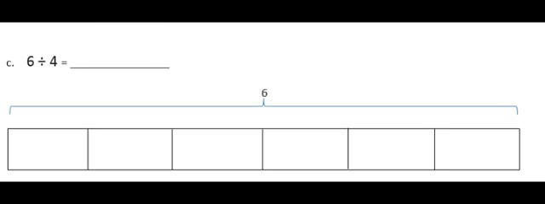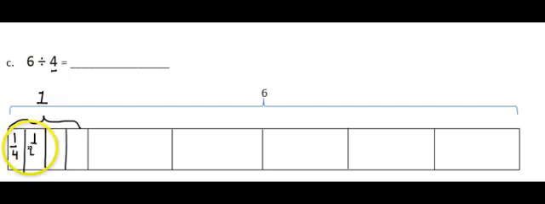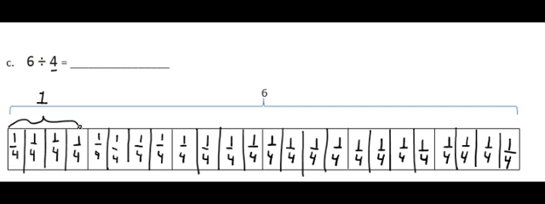Here's another example. This time I have 6 divided by 4, and you can see the tape has been divided into 6 wholes. Each one of these pieces is 1 whole. Since I'm dividing by 4, I'm going to go through and divide each 1 whole into 4 pieces. And again, each of those pieces will be 1/4. I'm going to do the same thing to each of the remaining 5 wholes. And there we have all 6 wholes, and each one has been broken into 4 pieces. That means altogether I have 24/4.